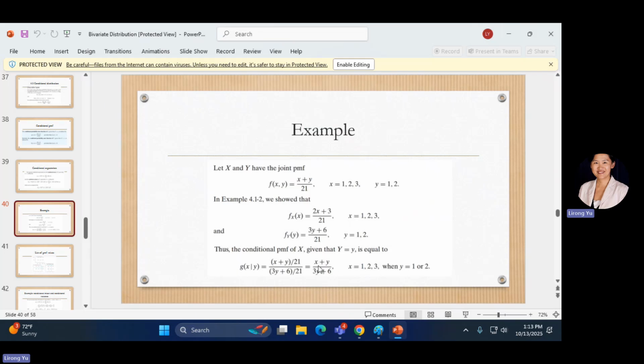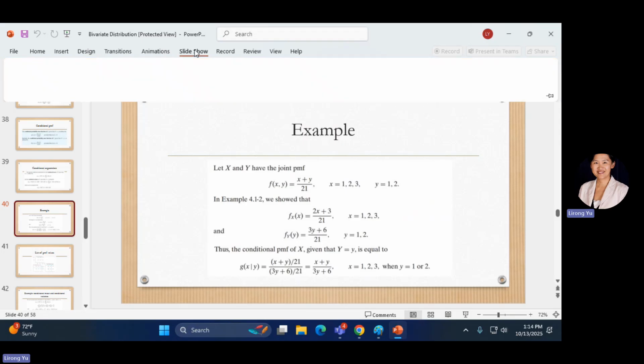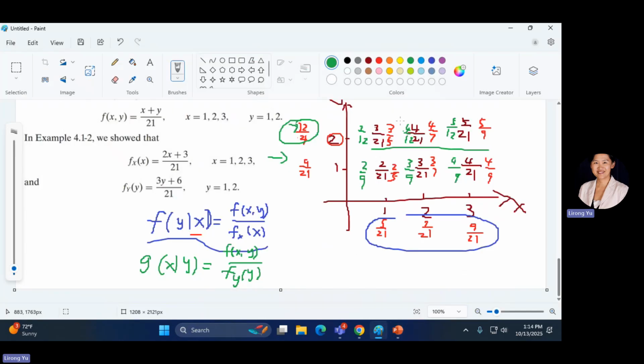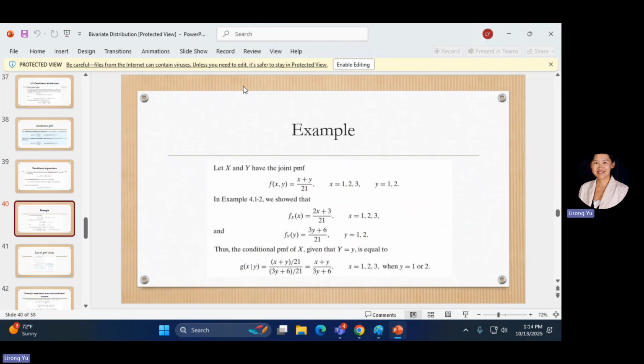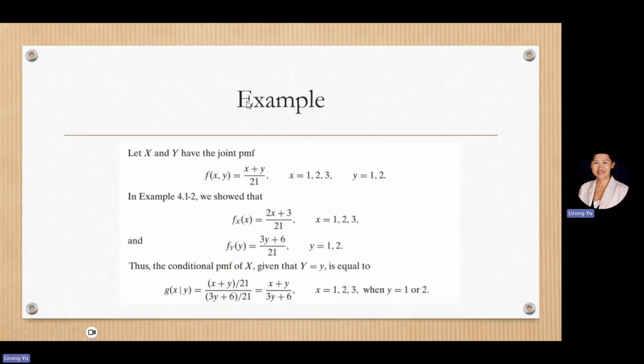The numerator is x plus y, just like the numerator in the original distribution, but the denominator becomes 3y plus 6, just like the f_Y(y) is equal to 6. Are we okay? So you can see in the conditional distribution, we're still maintaining the structure of having all 6 numbers, but each one is being changed due to the fact that we have to do this factor division. And I'm just gonna explain that a little bit.